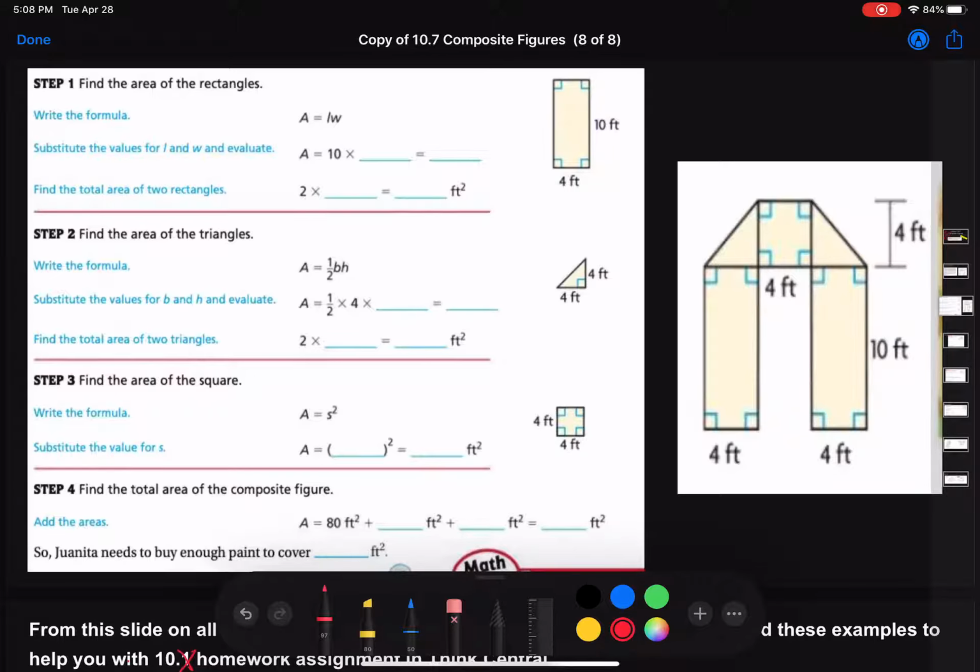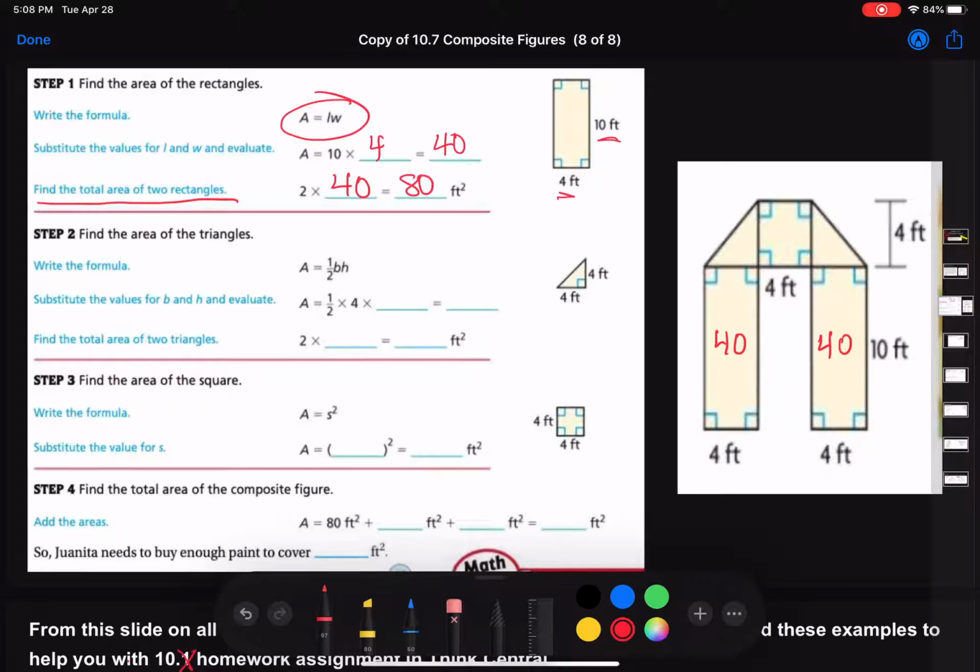The first step is find the area of the rectangles. Remember, what's your formula? Length times width. So this is simple. It's length times width, so I'm going to go 10 times 4. And so the area of just one rectangle is 40, which means the other one is 40 as well. It says find the total area of the two rectangles. So it's 2 times 40 because you have 2 rectangles. So it's 80 total. You're going to come back and use that number later.